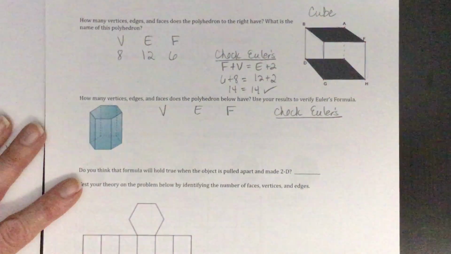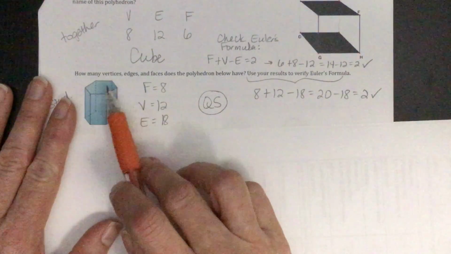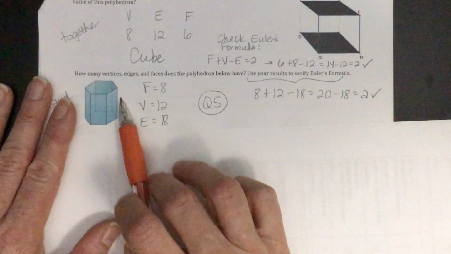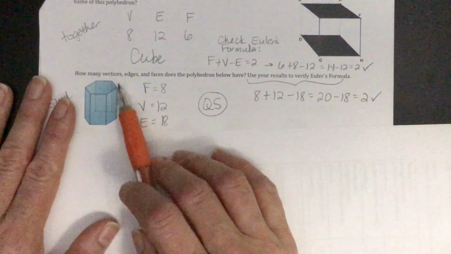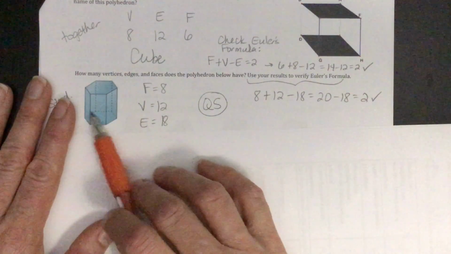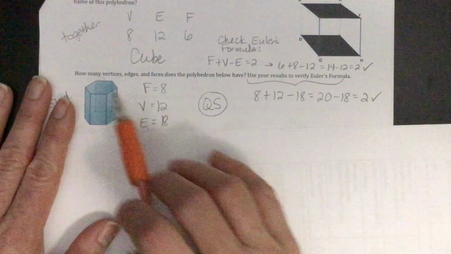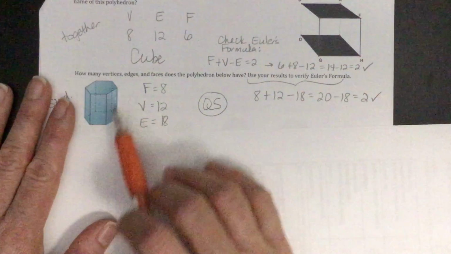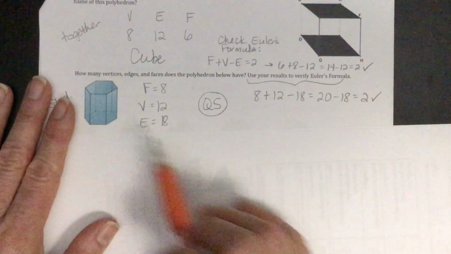All right, so let's see what you guys got. So you should have, here, I'm just going to put this page up here. You should have 8 faces: the top, the bottom, and the 6 rectangles that make up the side. You should have 12 vertices. You have 6 corners up here and 6 corners down at the bottom, and 18 edges. You've got 6 around the top, 6 around the bottom, and then 6 around the sides.